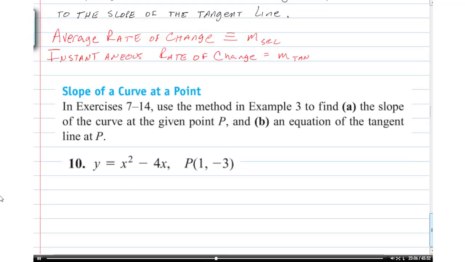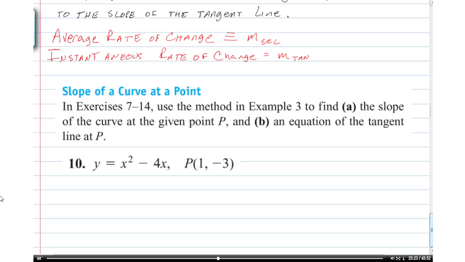Now, the last problem that we're going to look at in section 2.1 is number 10 from the homework. The instructions say to use the method in example 3 to find A, the slope of the curve at the given point P, and B, the equation of the tangent line at point P.